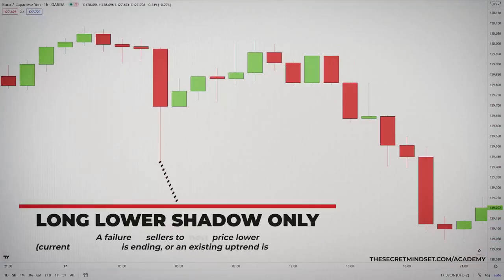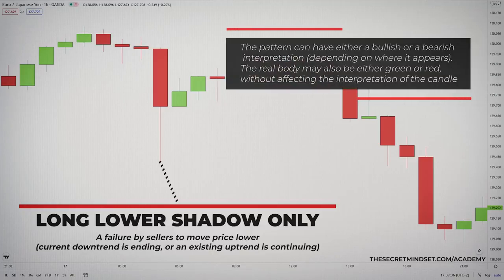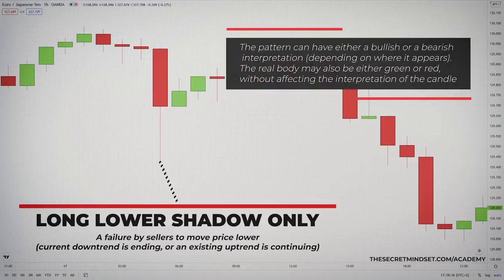The appearance of a candlestick with a long lower shadow indicates a failure by sellers to move price lower, which leads to the conclusion that either the current downtrend is ending or an existing uptrend is continuing. However, the pattern can have either a bullish or a bearish interpretation. The interesting thing about this pattern is that it can be bullish or bearish depending on where it appears. The real body may also be either green or red, without affecting the interpretation of the candle.